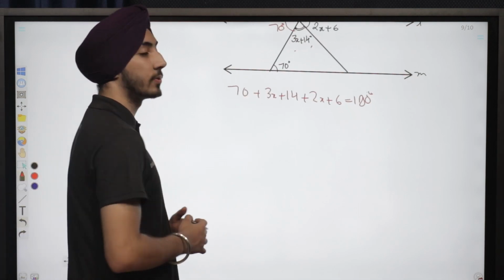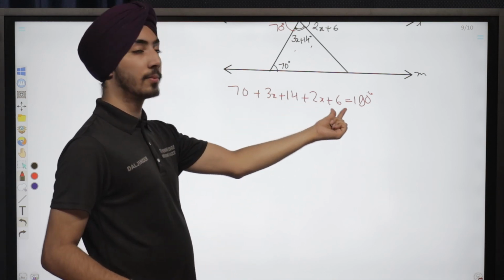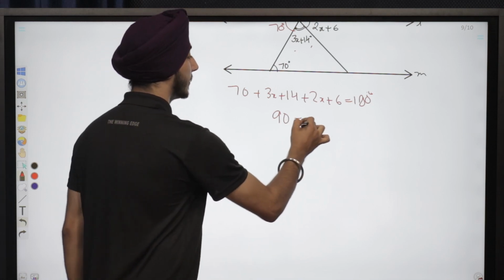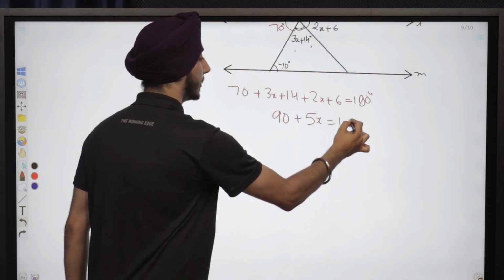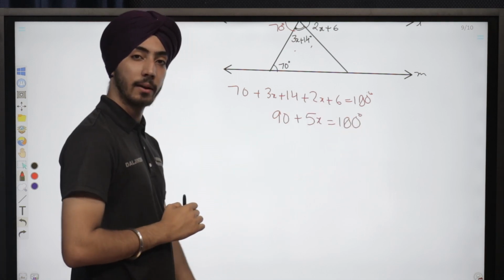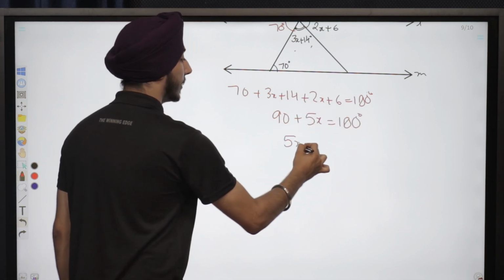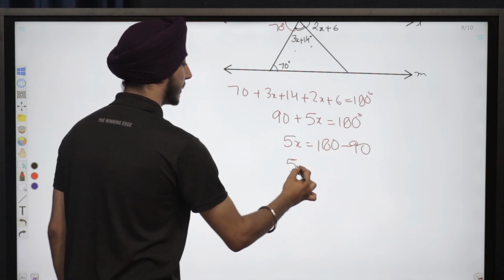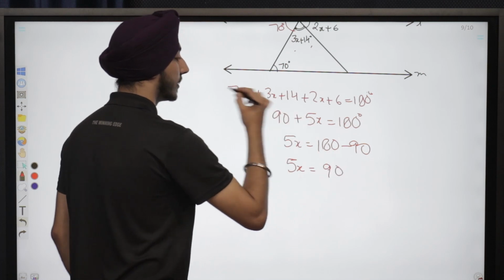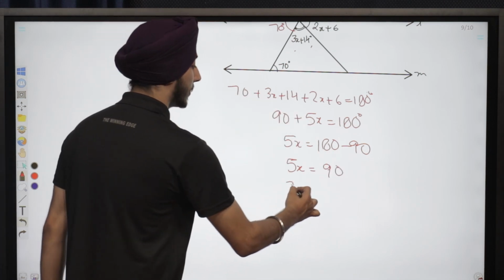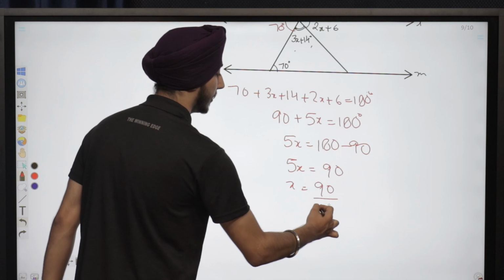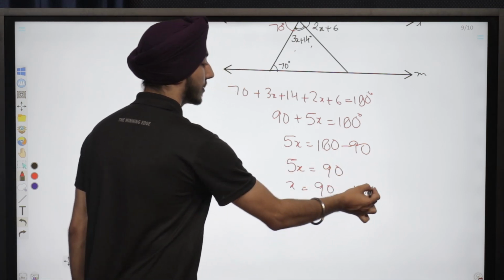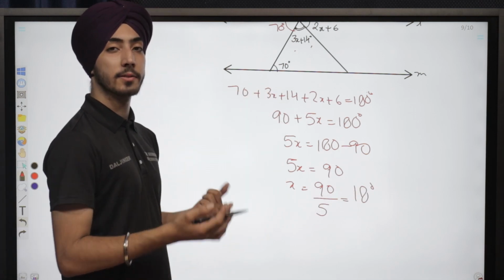So 70 plus 14 will give us 84. 84 plus 6 will give us 90. So 90 here. 3x plus 2x will give us 5x, which is equal to 180 degrees, right? Let 5x be here only. This will be 180 minus 90, which is 90 only. So 5x equals 90, right? X will be what? 90 upon 5, and 5 18s is 90, so x comes out to be 18 degrees, and this is your answer.